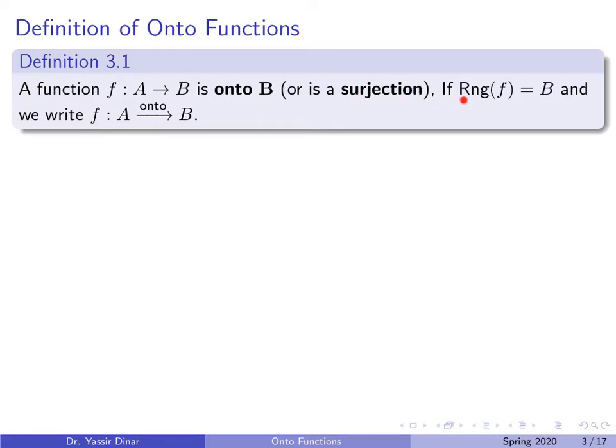A function f from a set A to a set B is onto B, or it is a surjection, if the range of the function f is the set B, and we write f is a function from a set A to a set B, and we write onto above the arrow. So when we say f is a function from a set A to a set B, that means A is the domain of f and B is the codomain, and so a function f is onto B if the range of the function equals the codomain of the function.